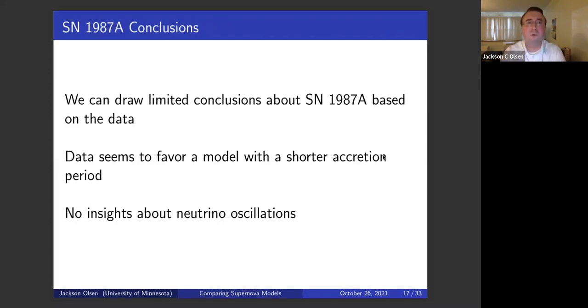So with this 1987A data, we can draw some limited conclusions about the model favorability. In particular, the data seems to favor a model with a shorter accretion period, this Z9.6 model. But we can't really draw any insights about the neutrino oscillations. But still, I just want to take a moment and think about the fact that just with 11 events, we could draw some limited conclusions, which is a little bit incredible.